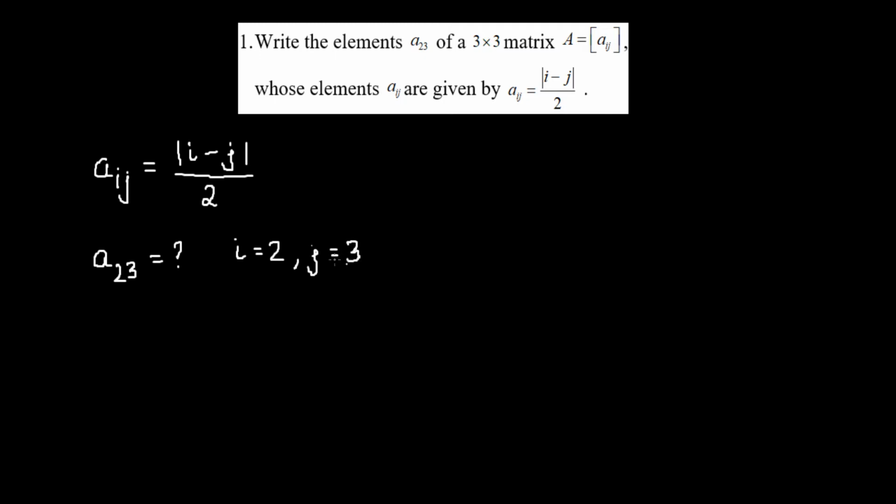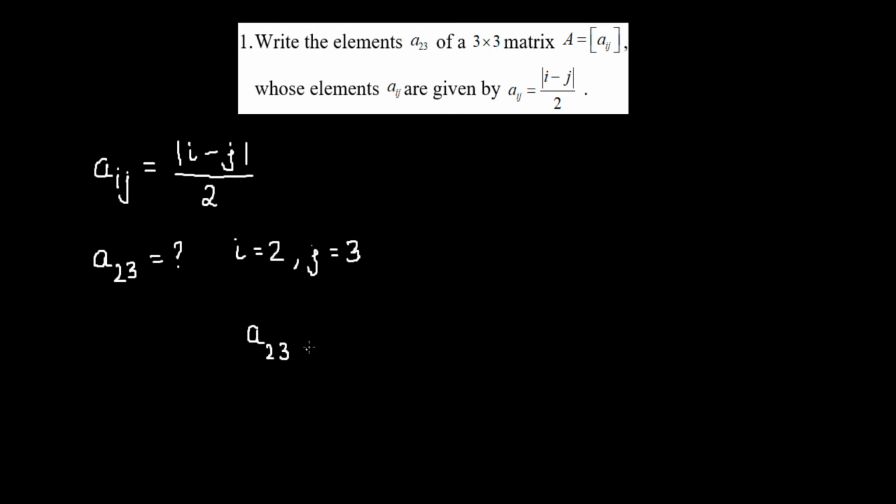In this question, we are given a matrix A, which is of the order 3 by 3, and the elements Aij are given as the modulus of (i minus j) divided by 2. Using this information, we have to find out the value of the element A23. In order to find A23, we set i equals 2 and j equals 3, and then we plug these values into Aij.